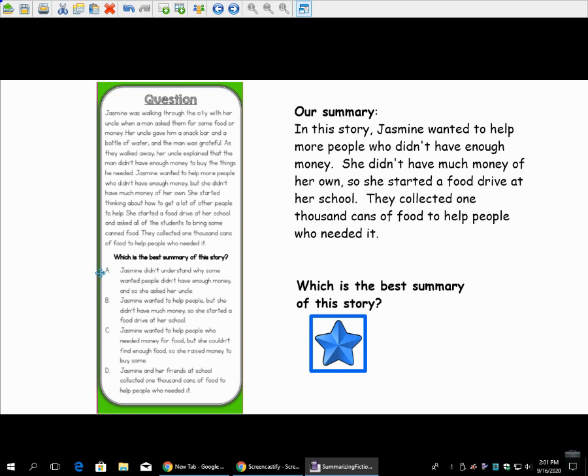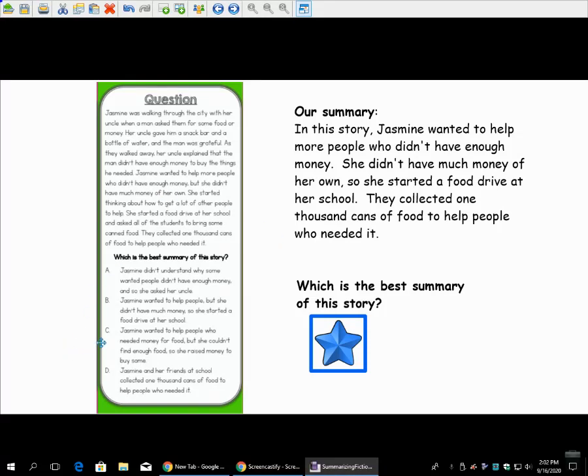Let's look at A. Jasmine didn't understand why some people didn't have enough money, and so she asked her uncle. Does that match with what we have over here? Not really. Let's look at B. Jasmine wanted to help people, but she didn't have much money, so she started a food drive at her school. Does that kind of match with what we have here? Maybe. Let's look at the next one.